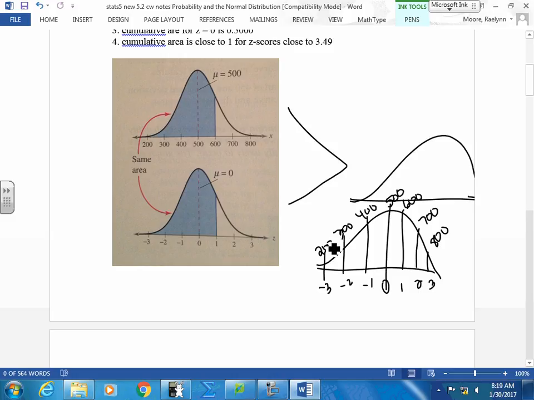I need you to see the relationship between the x value and the standard deviation. It is the same exact area when we find this. This is your standard normal curve. Why do I know this is a standard normal? Because your mean is 0. Why do I know this is my normal curve? Because my mean is not 0.